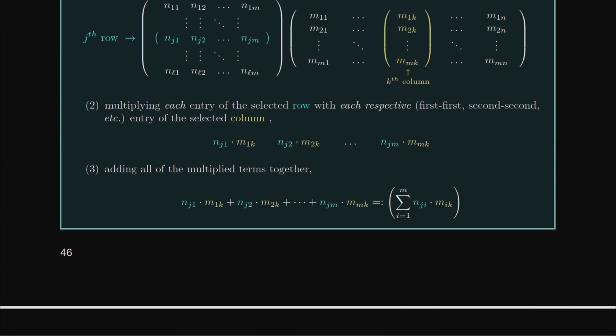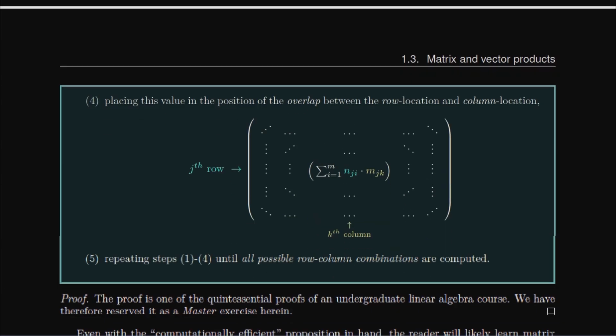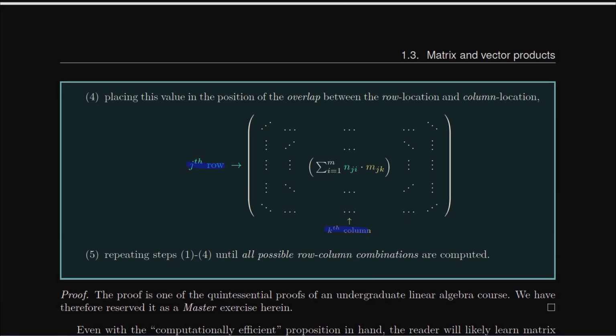So the result here, if I had the jth row and the kth column, gets placed in the jth row and the kth column of the answer matrix. So this very last matrix is going to contain that jth row, kth column element. I'm going to repeat all these steps until all possible row-column combinations are computed.